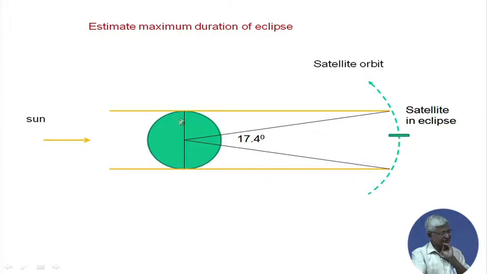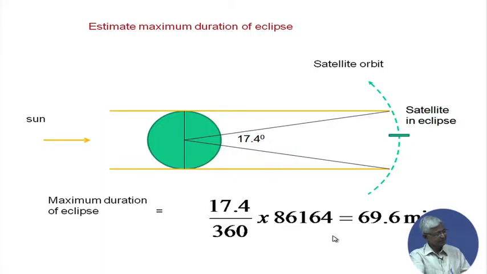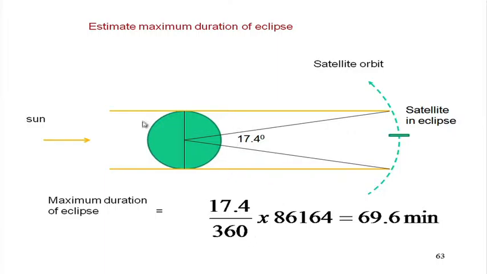By this figure you can make out that from the center of the earth, the same 17.4 degree will cover from here to here, that is the shadowed period. As the earth rotates, the satellite also rotates like this. So what is this duration? That is a fraction of 360 degree, 17.4 by 360. The earth is revolving once in a sidereal day, 86164 seconds. In terms of minutes, it will be roughly about 70 minutes.